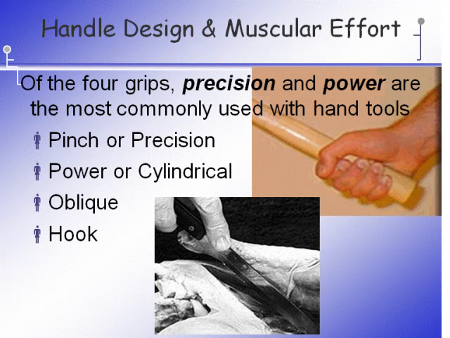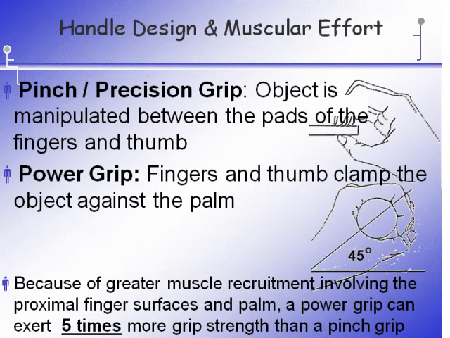And then a hook grip we don't usually use for hand tool use, and that would be the type of grip you grab onto when you're carrying a bucket or some plastic bags home from the grocery store. A power grip is 5 times stronger than a pinch grip. This means you generate the same amount of muscle force holding a 2-pound object with a pinch grip as you do holding a 10-pound object with a power grip.